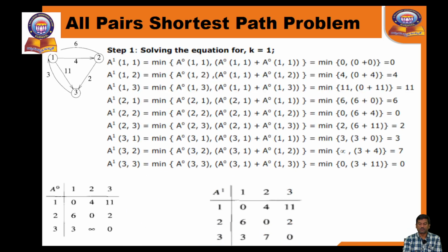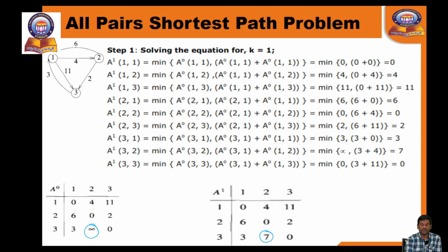That is, after computing this, the A1 values will be equal to 0, 4, 11, 6, 0, 2, 3, 7, 0. So here you can observe from the previous stage, previously it was infinity, now it has been updated with the value 7. How did you get this kind of value 7?